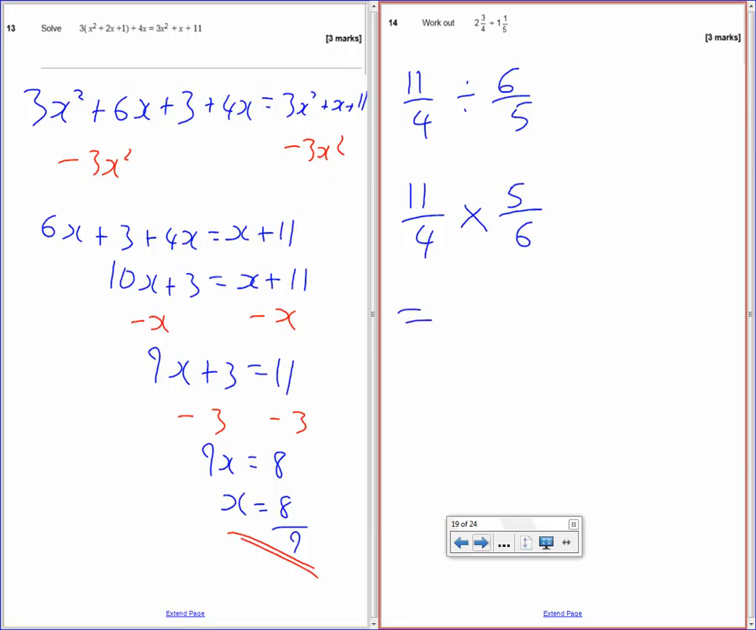So that's going to equal numerator times numerator is 55. Denominator times denominator is 24. You'll find that if you leave it as 55 over 24, you've got all the marks. You may have also simplified it to 2 and 7/24.